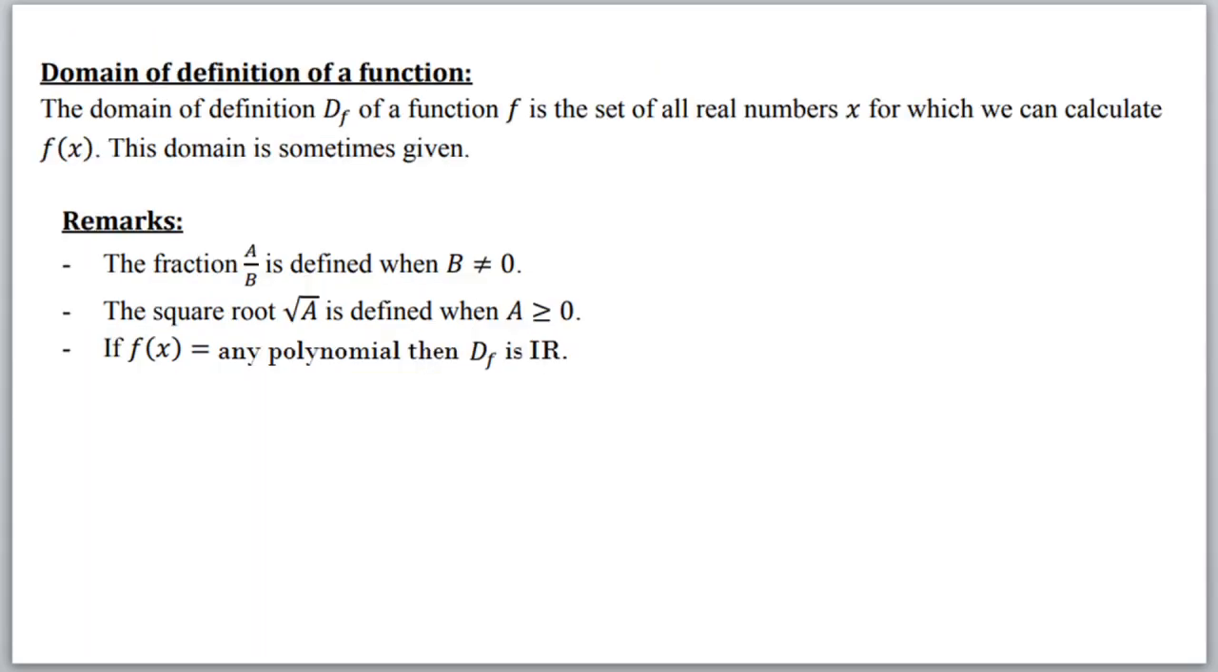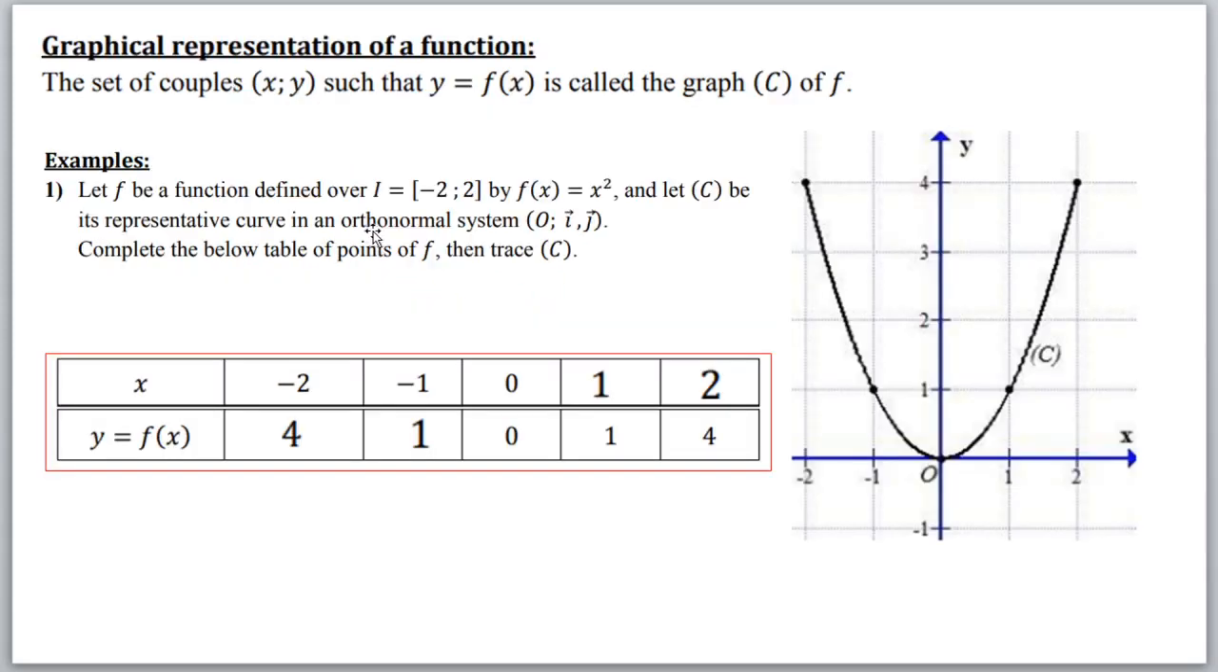Okay, I want to go on to the next one. Now domain of definition, we talked about it before. We know what domain of definition is. I will not talk about it a lot here because we already know how to find the domain of definition. These are just some remarks. You can ignore them if you want, because we solved them before.